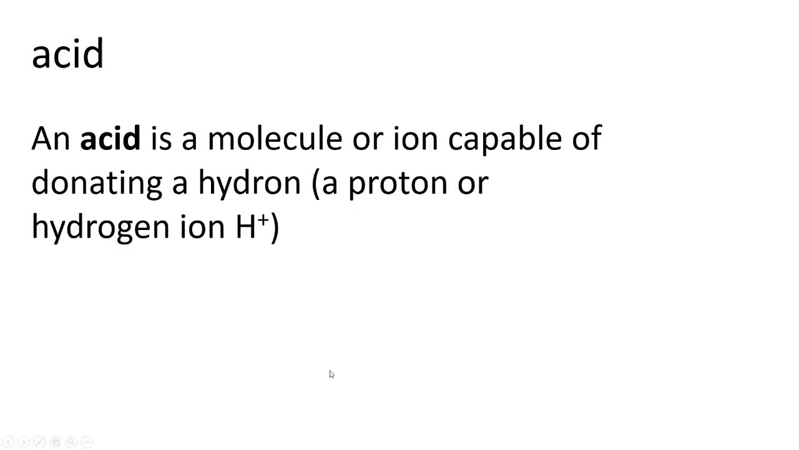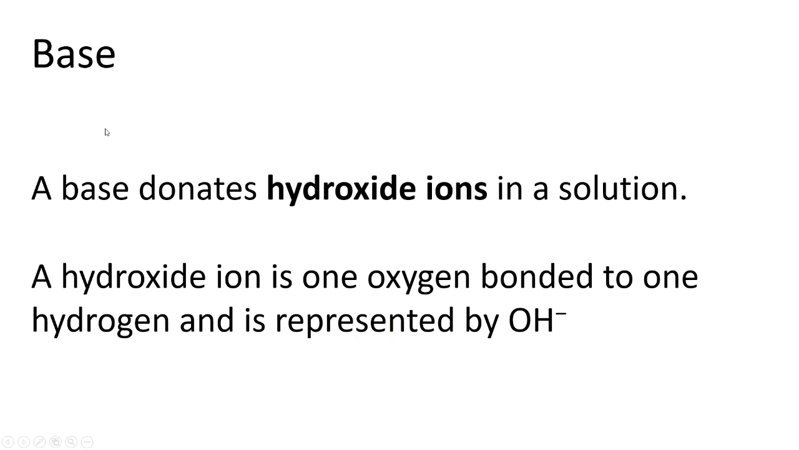So today's lesson is a continuation about acids and bases. Let's remember that an acid is a molecule or ion capable of donating a hydron, which is a proton, or a hydrogen ion that's represented as H+. That means hydrogen with a 1+ charge. And a base donates hydroxide ions in a solution. A hydroxide ion is 1 oxygen bonded to 1 hydrogen and is represented by OH with a negative because it has a charge of 1 negative.